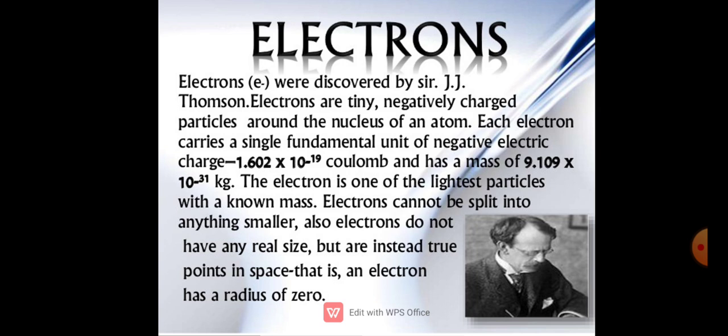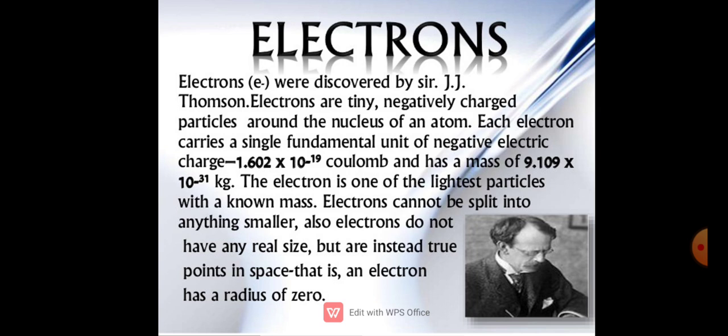Electrons have a light mass, so that's why electrons revolve around the nucleus. Electrons cannot be split into anything smaller. Also, electrons don't have any real size.